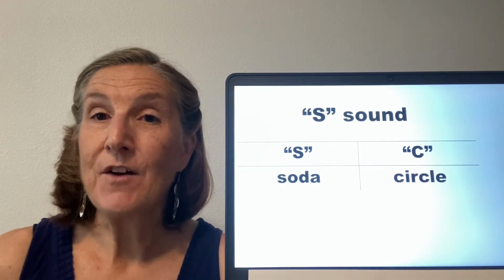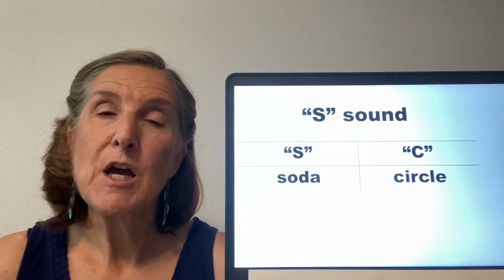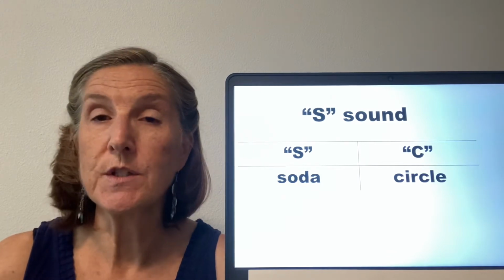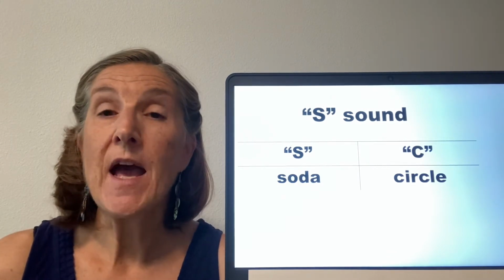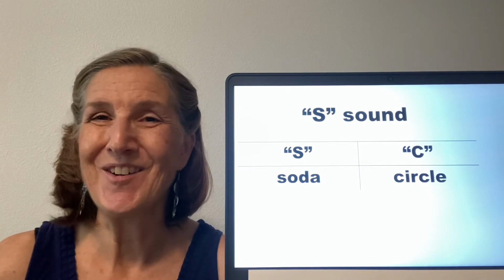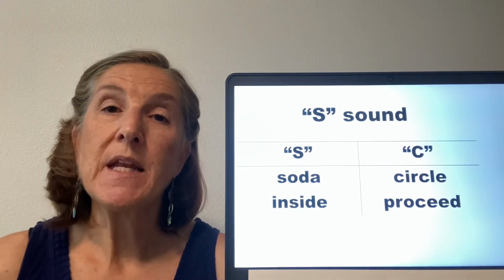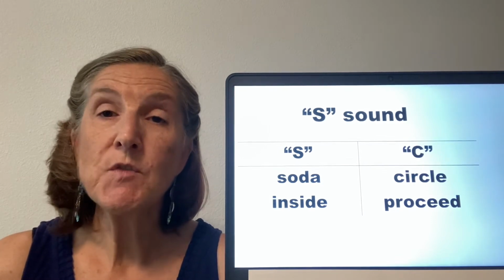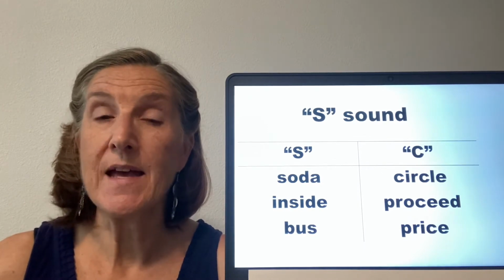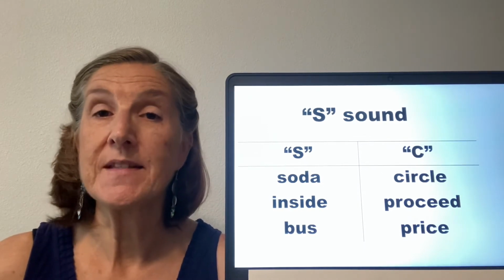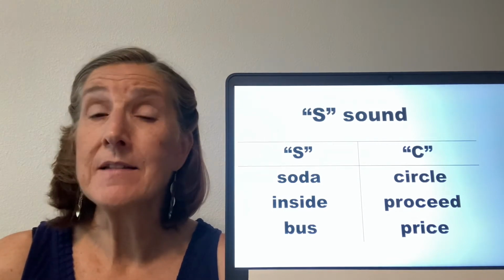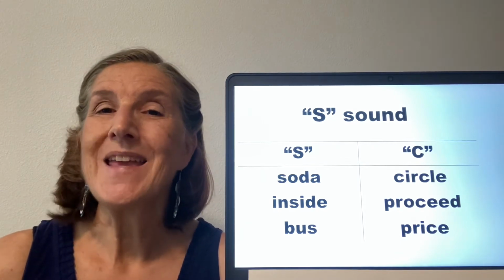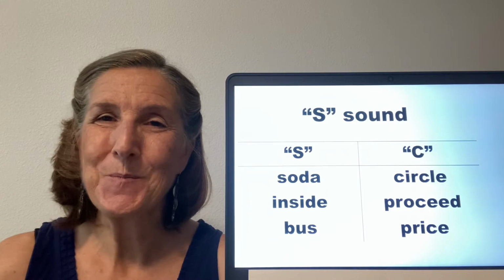The S sound in soda comes from an S, but in circle it comes from a C, and these are at the beginning of the words. At the middle of the word, we have an S making the S sound in inside, but in proceed, it comes from a C. And at the end of a word, we have bus with an S or price with a C. And that C is not technically the last letter in the word, but because the E is silent, the S sound is at the end of the word.